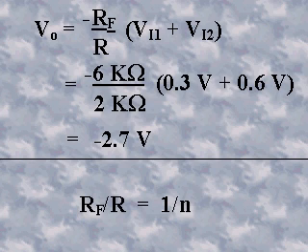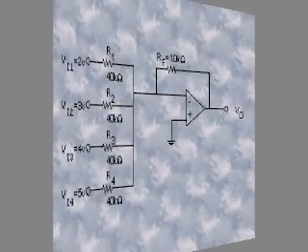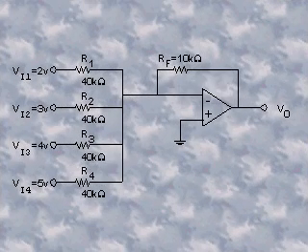A summing amplifier can be designed to produce a mathematical average of the input voltages. Here, the ratio R sub F to R is made to equal the reciprocal of the number of inputs. For example, show that the amplifier in the figure shown produces an output which has a value equal to the mathematical average of the inputs.